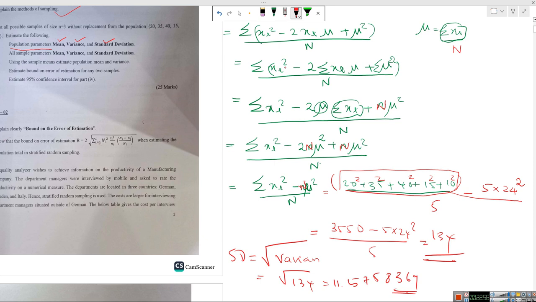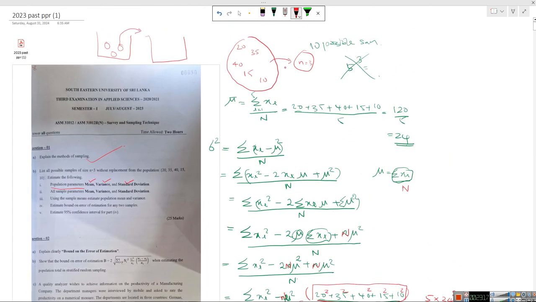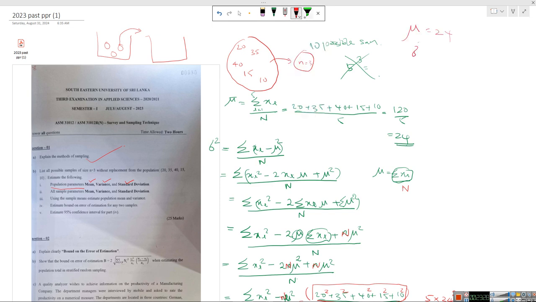Now the second question, all possible sample parameters. The possible samples are 10, right? So 10 we already found out. Now let me just summarize the values that we have found and erase the working parts. What we need here is simply population mu is equal to 24, sigma squared is equal to 134, right? Other than that I can delete everything else.